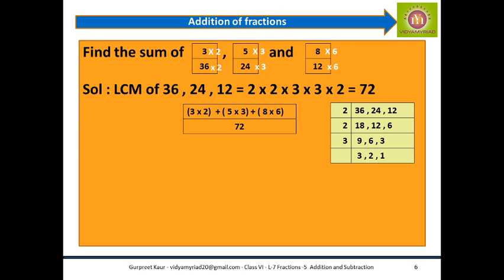Now it will become like this. 72 is your denominator, and up it will become 3 multiplied by 2 plus 5 multiplied by 3 plus 8 multiplied by 6, which gives you 3 2 is a 6, 5 3 is a 15, 6 8 is a 48 upon 72, and it becomes 69 upon 72.